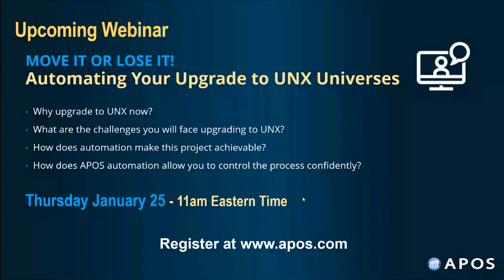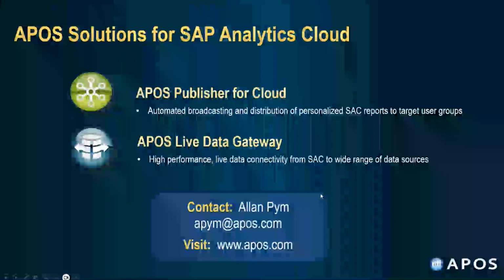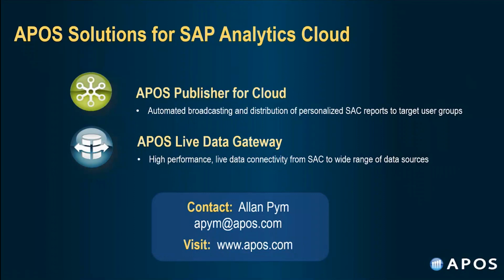Clicking through to the last slide, we'll see just a quick mention of the solutions that I mentioned for Analytics Cloud. Lots of you on the line might be in a situation where you are running in hybrid mode with both Business Objects and Analytics Cloud. And if you are running Analytics Cloud, you need to know about these two solutions. Specifically, the Publisher for Cloud is bringing broadcasting, bursting, publications capabilities to SAC, and lots of great capabilities there. But also with the Live Data Gateway solution, if you have non-SAP data sources that you want to connect live to, that's exactly what the Live Data Gateway solution does. So please keep those in mind.